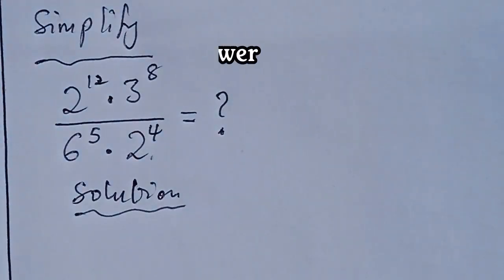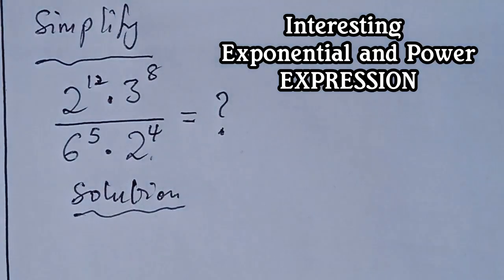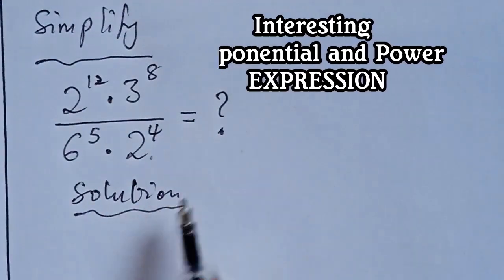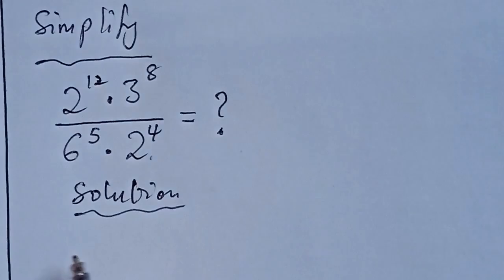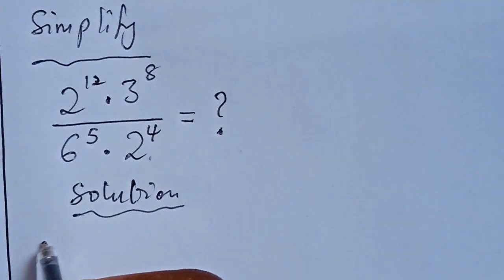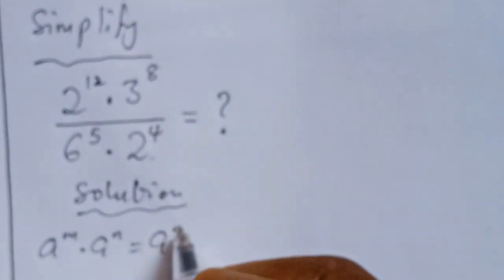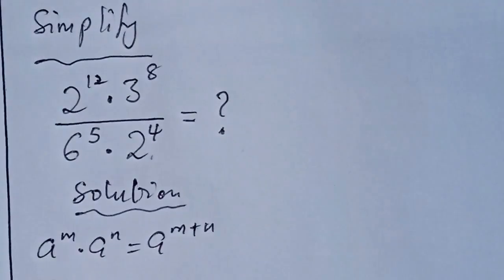Hi everyone, let's simplify this exponential and power Olympiad question. So here we have our solution. What we need to do here is to consider some rules of exponents which will be applicable in this solution. First, the rule is when we have base a power m multiplied by base a power n, we can write that as base a power m plus n.